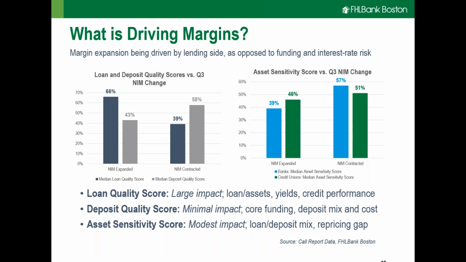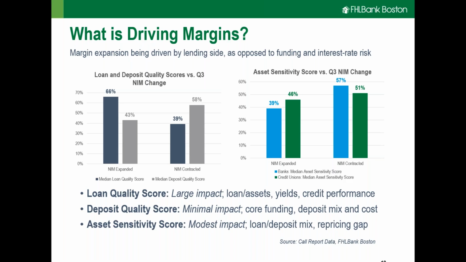So the poll results were 48% of you voted 20%, 30% voted 30%, and 14% at 40%, and then 9% thought that half of members were able to expand margin. So about 40% of our bank and credit union members were able to expand margin in the quarter.